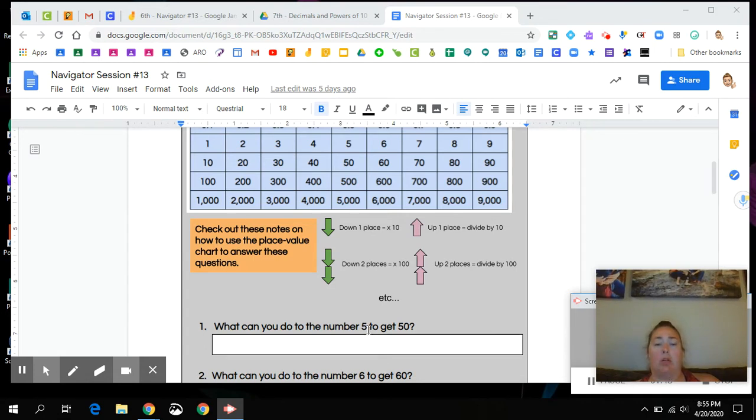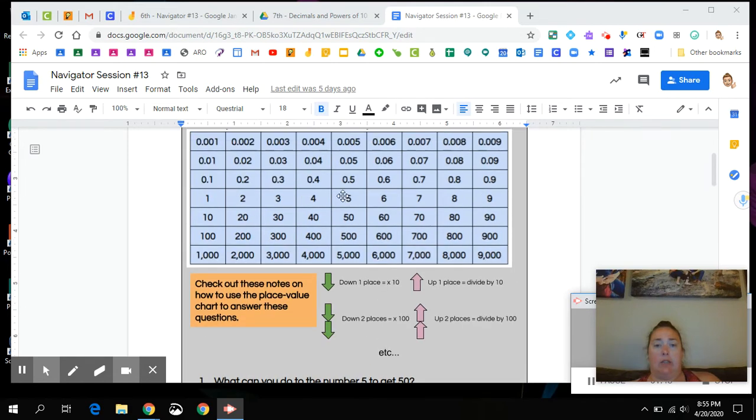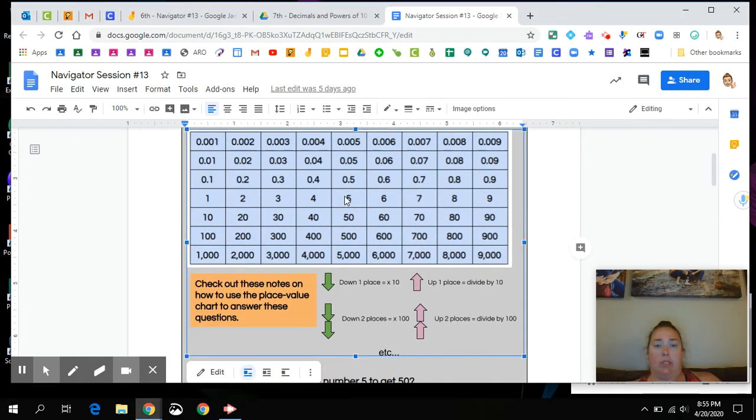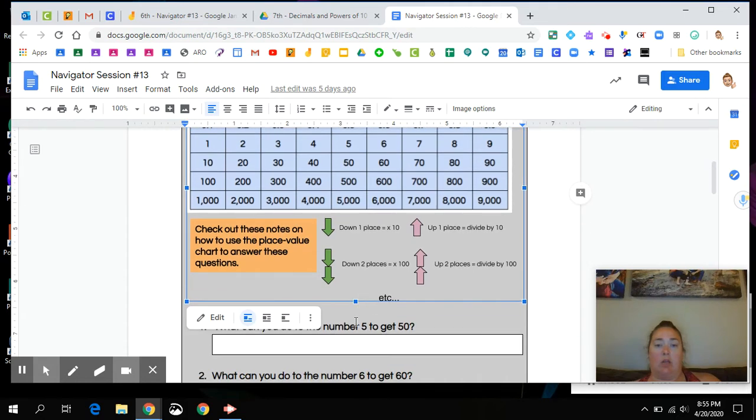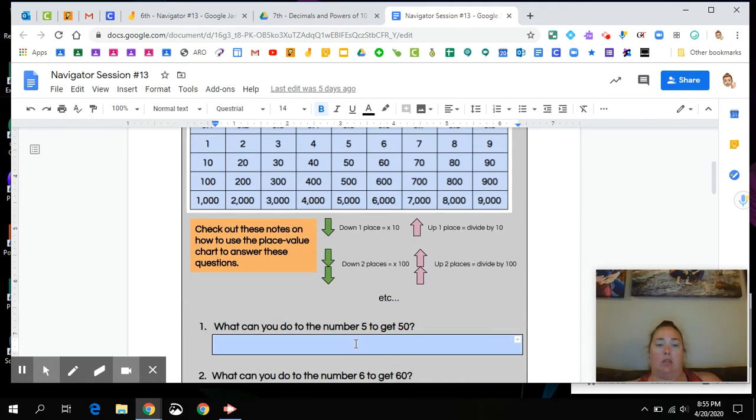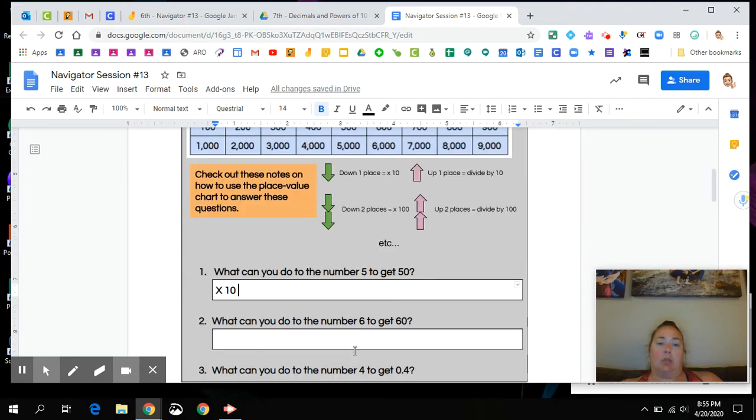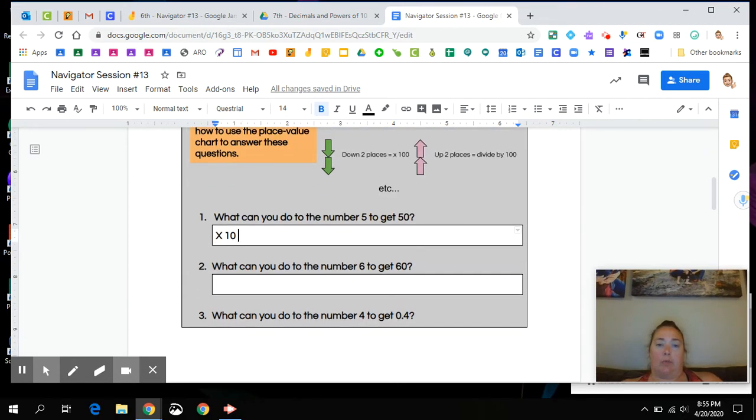So for example, what do you do to the number 5 to get 50? So here's 5 within my table. I'm going from 5 to 50. I went down one space. And so one space down, one jump down, that means times 10. And so here in my box I could write that I first would have to multiply it by 10, right? 5 times 10 would get me to 50. And you can go ahead and fill in yours as we're working.